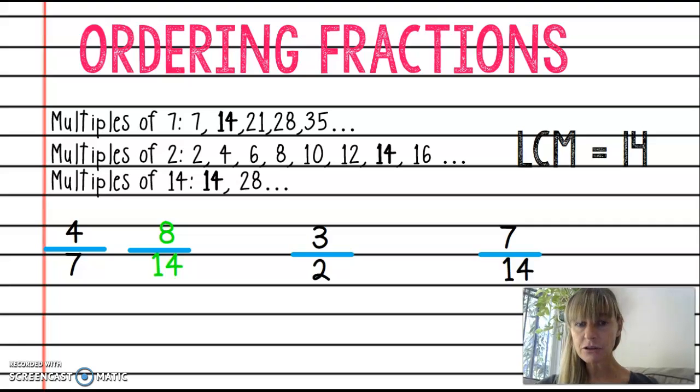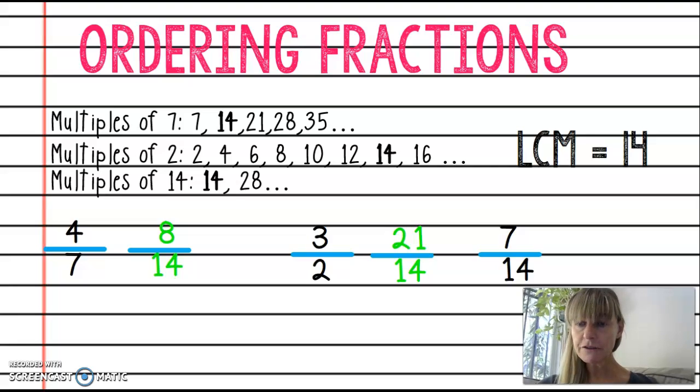My next fraction, 3 over 2, I need to get an equivalent fraction with 14 in the denominator. What do I need to do to my 2 to get a 14? Well, I have to multiply it by 7. 2 times 7 gives me 14. But I need to also multiply my numerator by 7. So 3 times 7 gives me 21. My new fraction is 21 over 14.